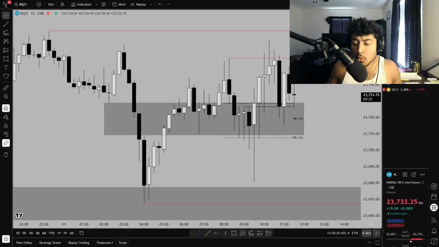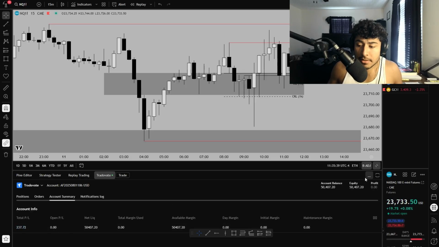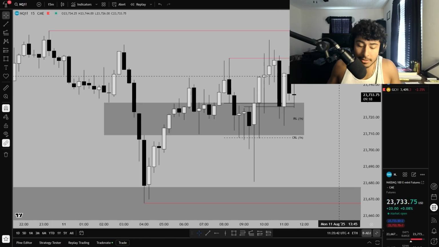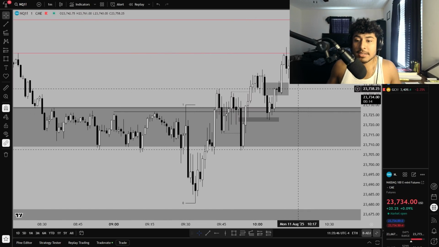All right, guys. So today we took one trade and we're up on the account $237. We hit a break-even point on NQ for the Alpha Futures account here, and I'm going to go over the trade idea here and what happened.